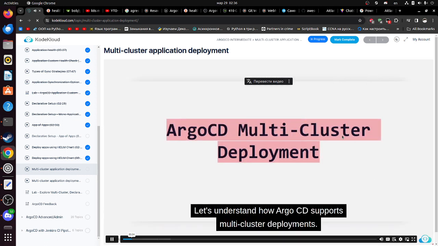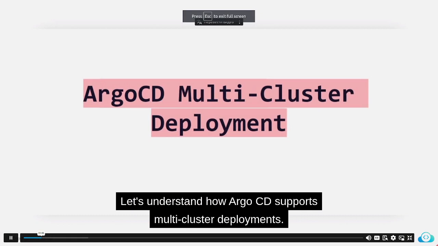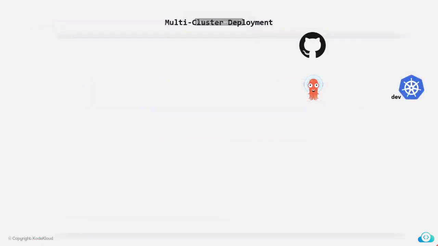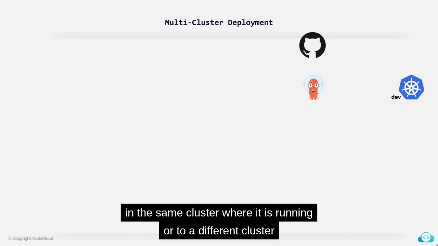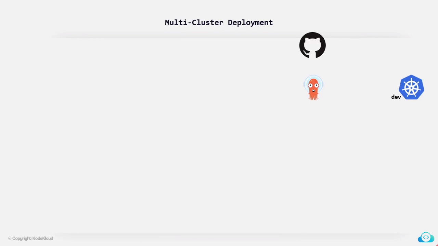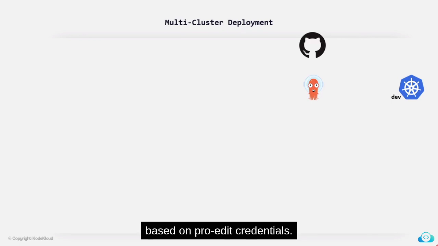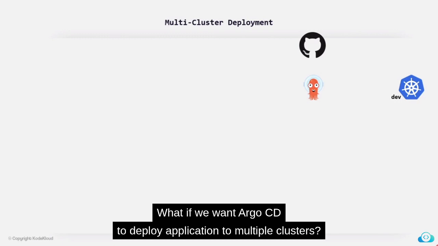Let's understand how Argo CD supports multi-cluster deployments. Depending on the installation type, Argo CD can deploy applications in the same cluster where it is running or to a different cluster based on provided credentials. What if we want Argo CD to deploy applications to multiple clusters?